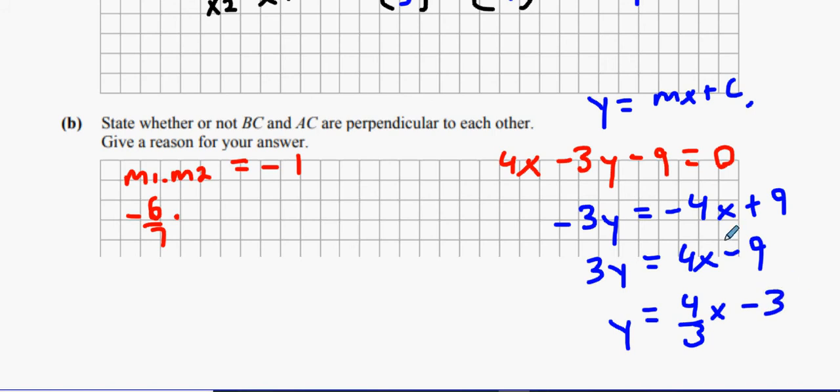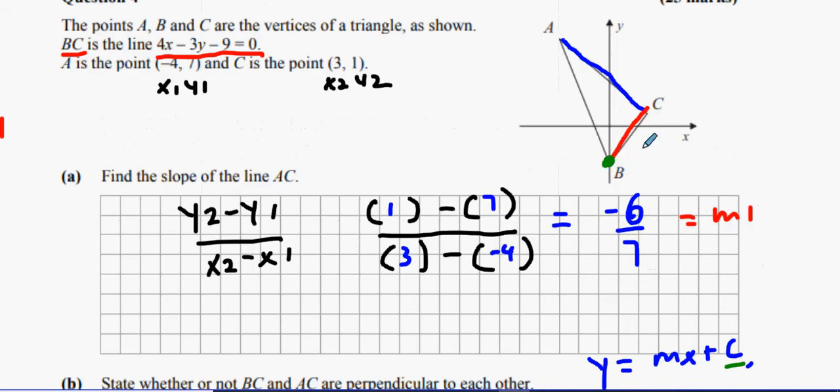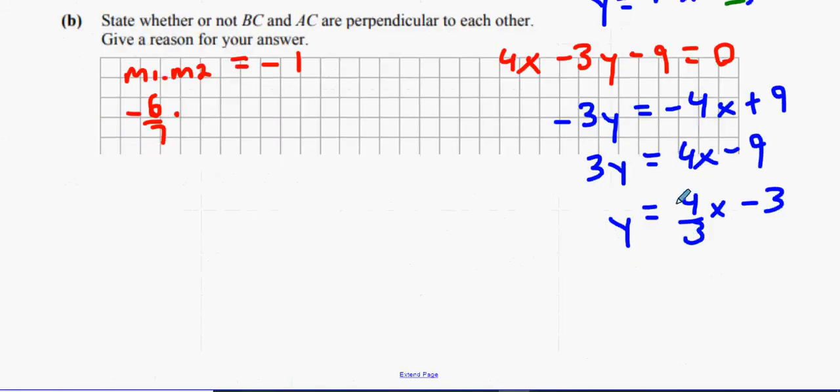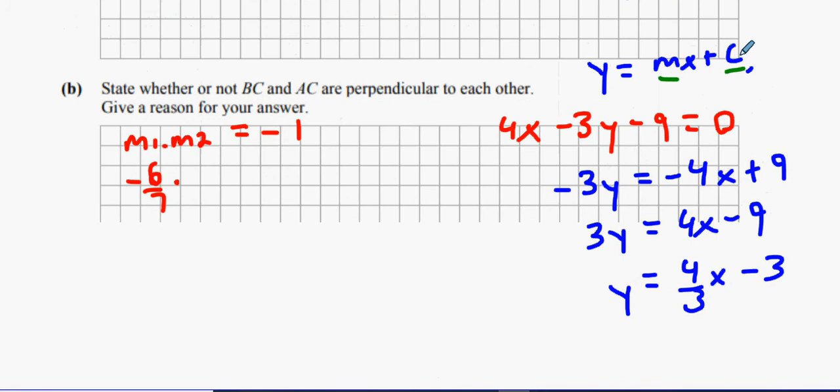What does this mean? What does the C value mean? The C value is where it crosses the y-axis. So that would make this point here 0, minus 3. What does the value in front of the x mean? It's actually its slope, because M stands for slope and C stands for y-intercept. So for any equation of the line, when you get y on its own, whatever comes in front of the x tells you the slope, and whatever comes behind that tells you where it crosses the axis. Okay with you guys? So we now know the slope is 4 over 3.